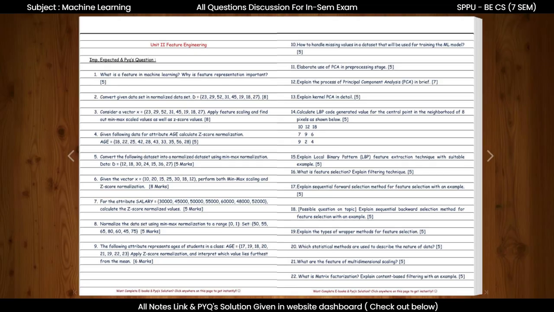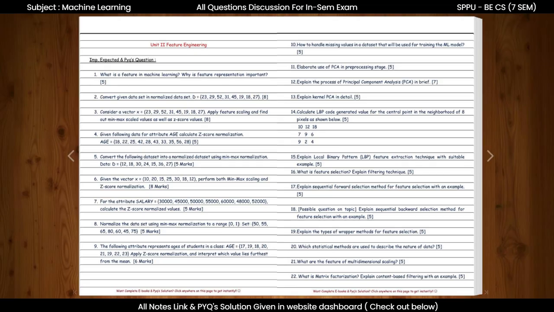Data D equals 12, 18, 30, 24, 15, 36, 27. To do this, we first identify the minimum, which is 12, and the maximum, which is 36. We then apply the formula, value minus minimum divided by maximum minus minimum. This brings every value into a range between 0 and 1. Normalized data helps algorithms converge faster and perform better.